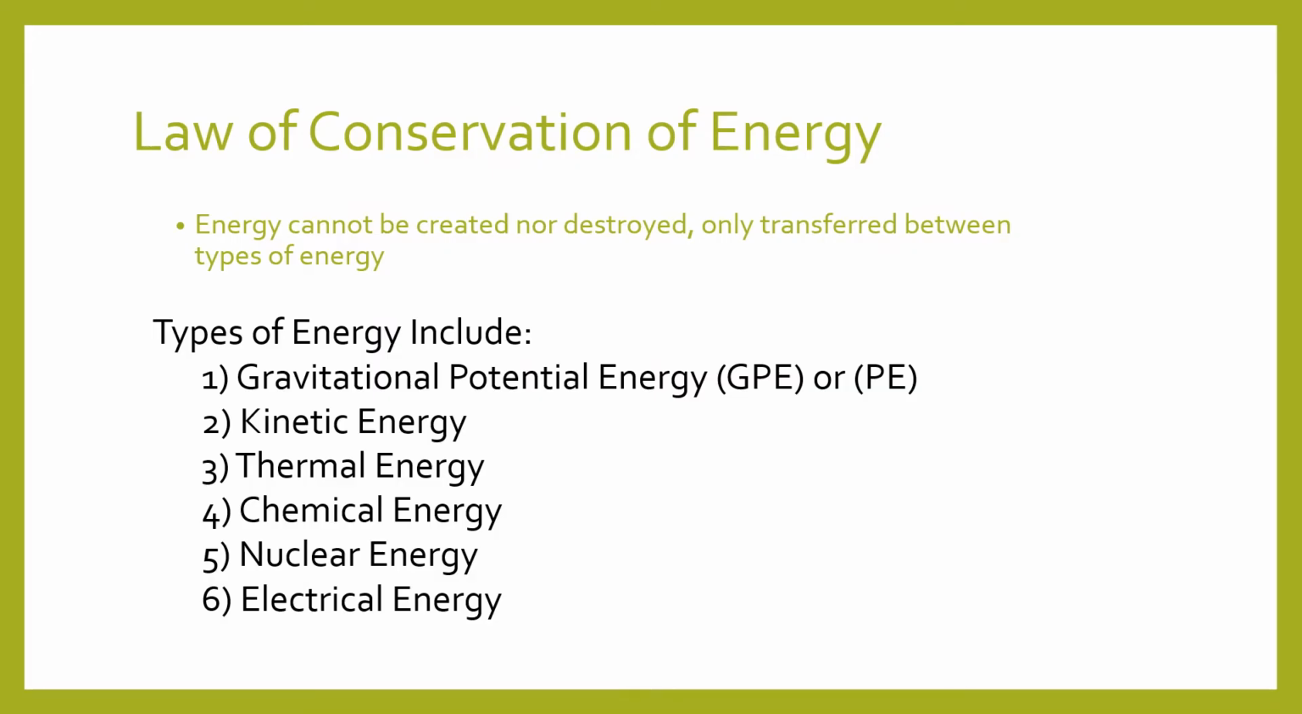This is it. The law of conservation of energy says that energy cannot be created nor destroyed, only transferred between types of energy. So energy never just appears, never just disappears. You just transfer it into different types of energy. So this is the list that we had the other week of types of energy. I went ahead and changed the first one, though, to what Sal Khan called gravitational potential energy.